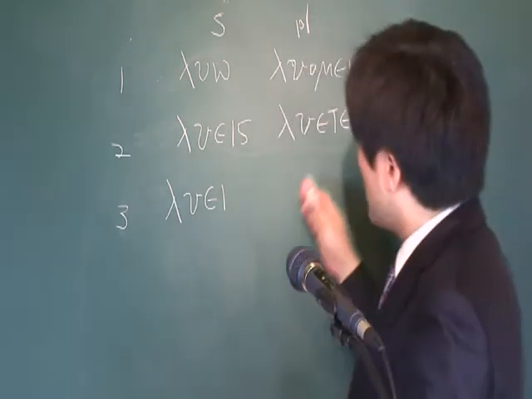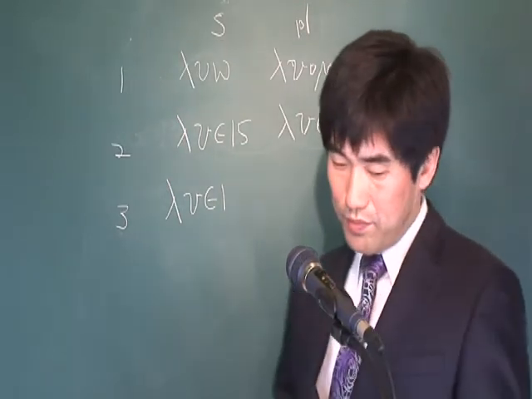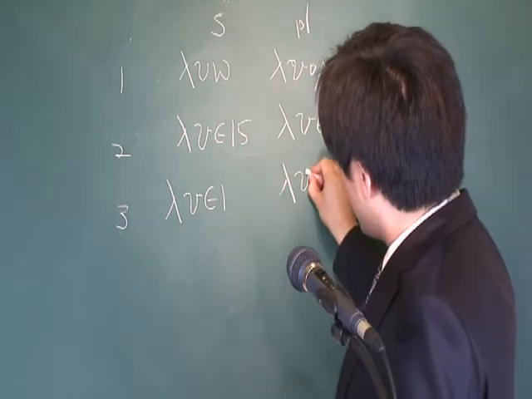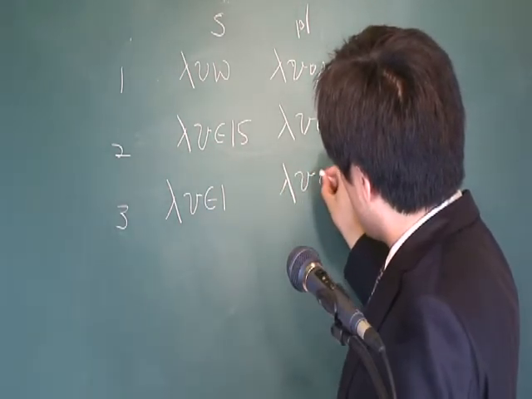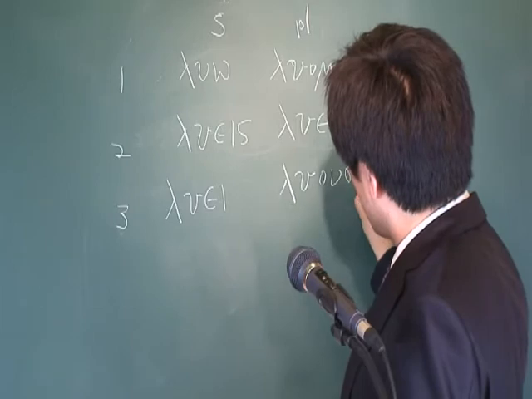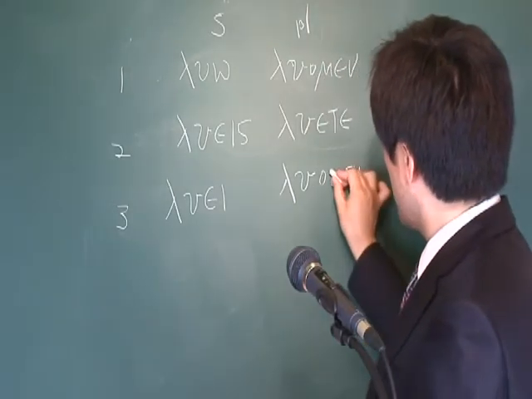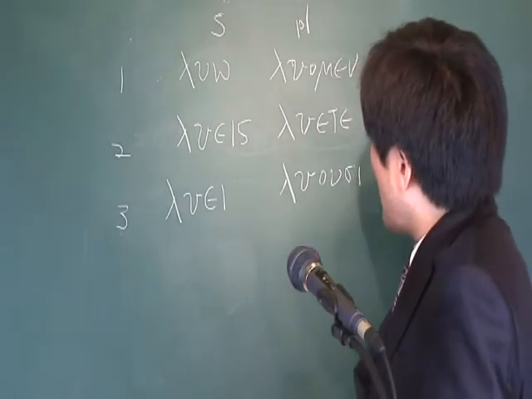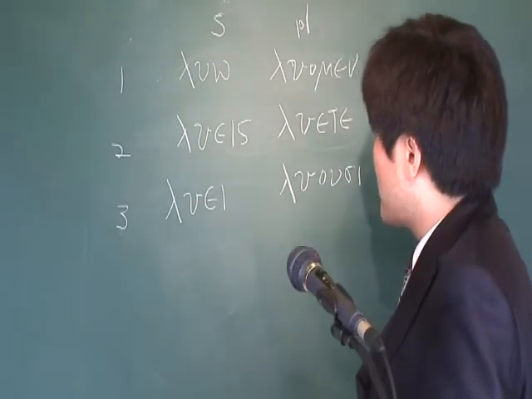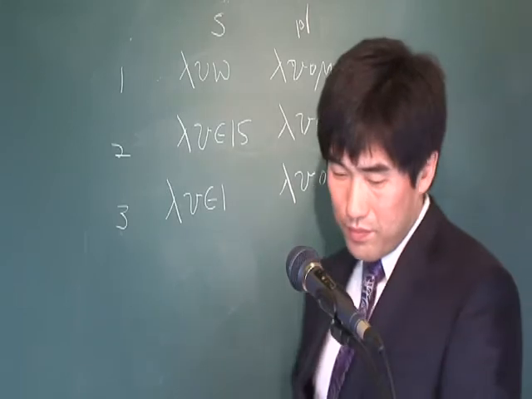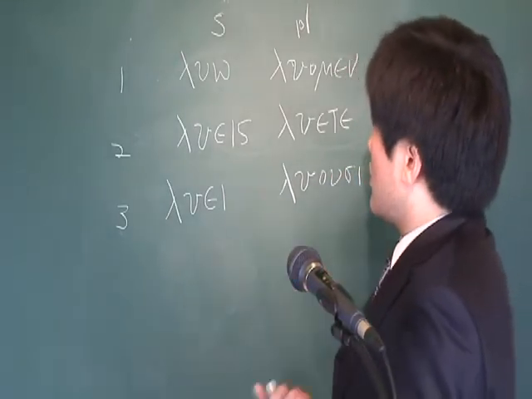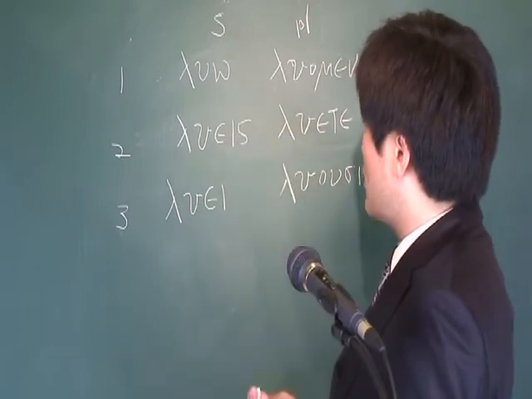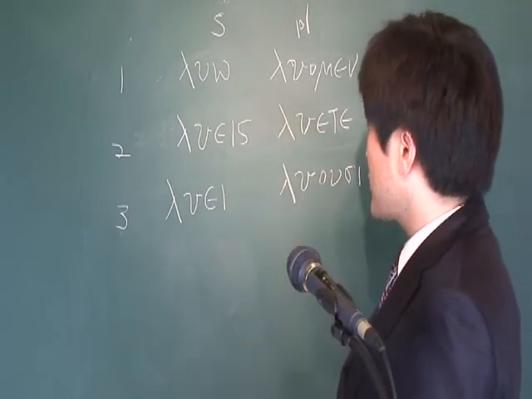Let's interpret these by analyzing them. First, the first person singular form. Blep, the stem, and o, the personal ending, are put together to form blepo. This means I see.